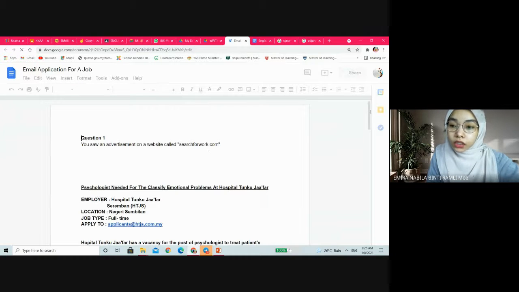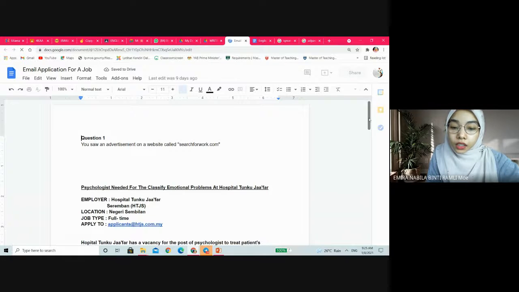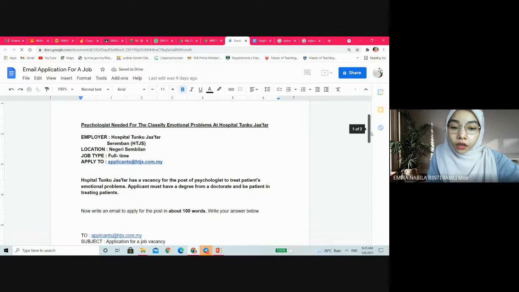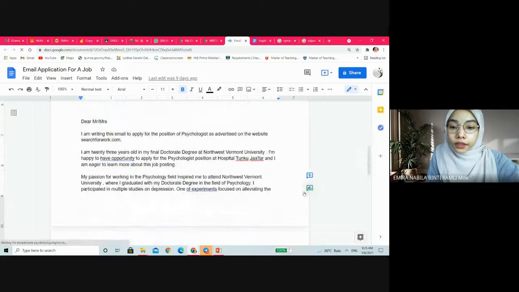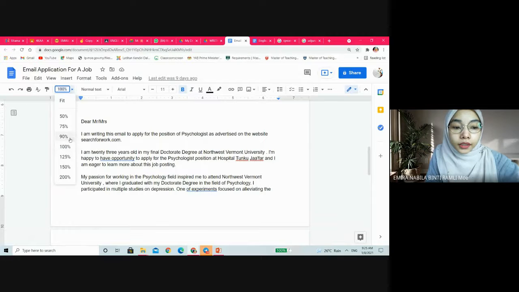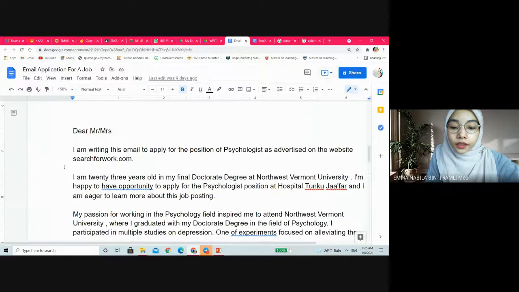Okay, here as you can see, if there are any underlines, that would be what you have to focus on. Nampak tak underline ni? Let me just enlarge that.